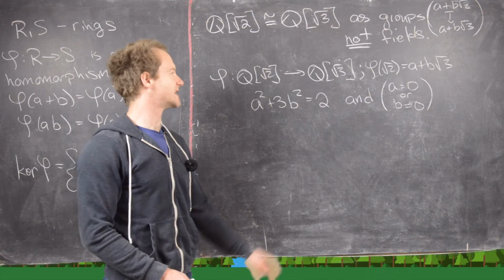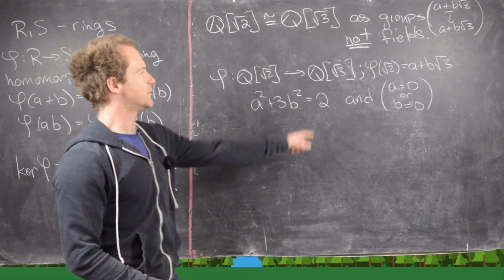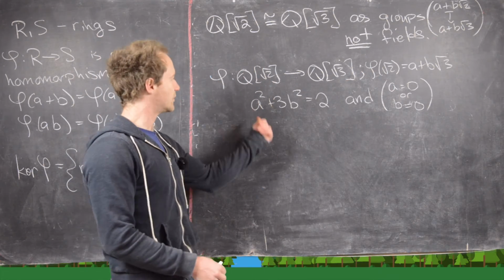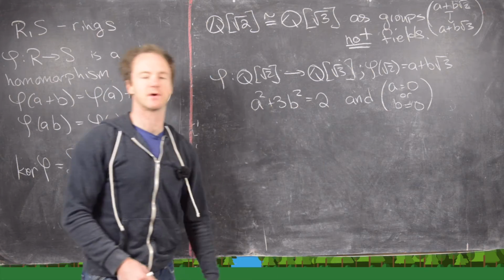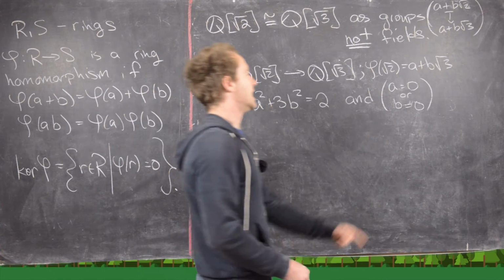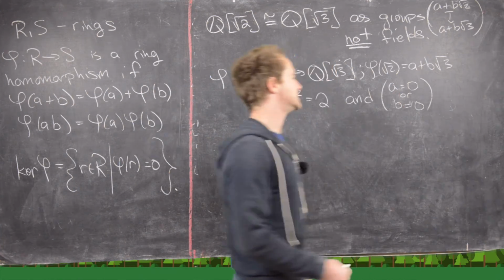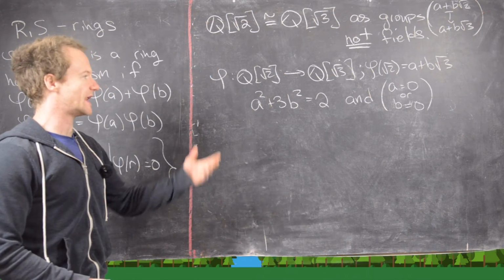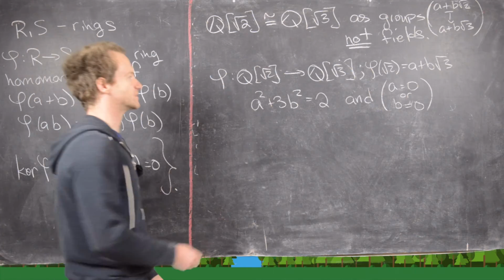So we've worked this down to the following point. If we assume that phi of root 2 was equal to a plus b root 3, then we ended up with a squared plus 3b squared equals 2, and either a is 0 or b is 0. So let's go ahead and see why none of these work.